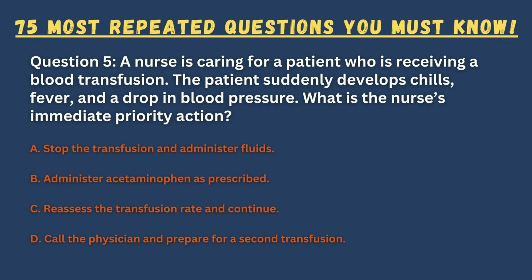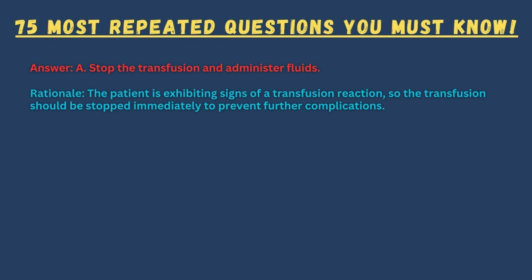A. Stop the transfusion and administer fluids. B. Administer acetaminophen as prescribed. C. Reassess the transfusion rate and continue. D. Call the physician and prepare for a second transfusion. Answer: A. Stop the transfusion and administer fluids. Rationale: the patient is exhibiting signs of a transfusion reaction, so the transfusion should be stopped immediately to prevent further complications.